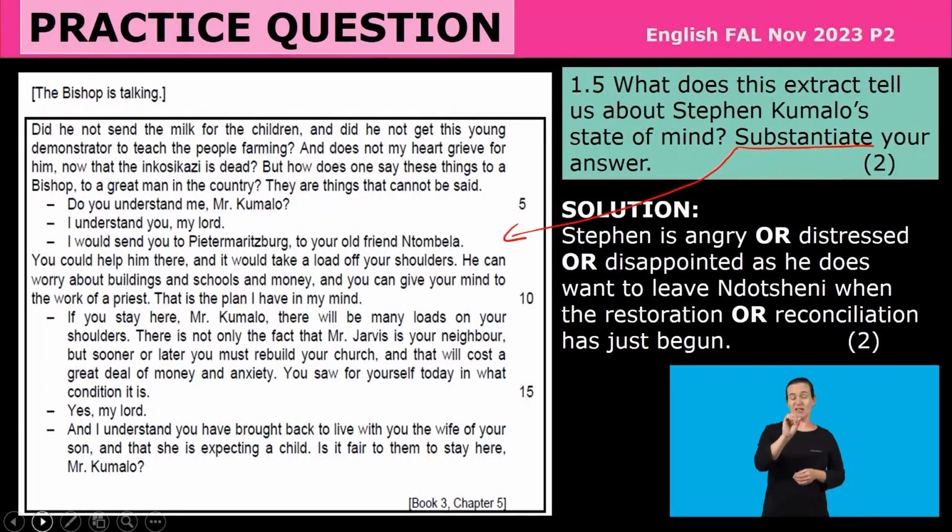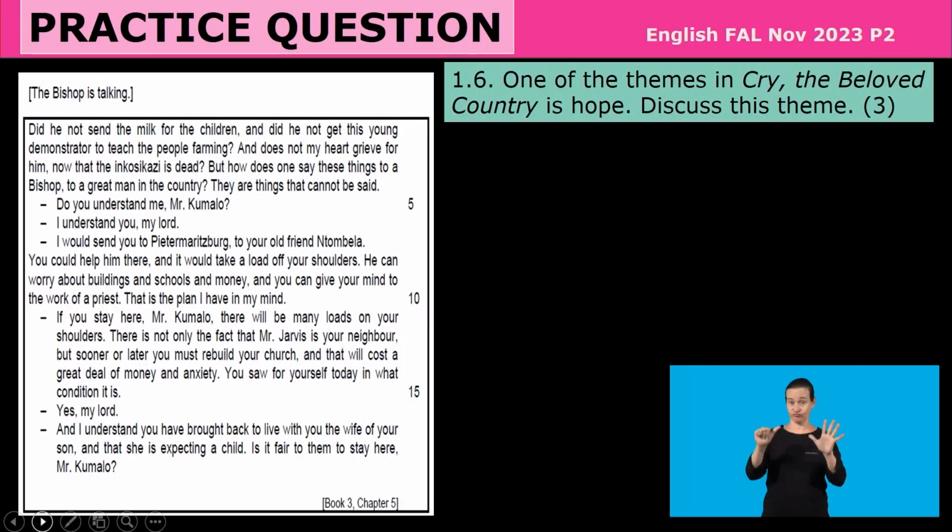And also you could have cited that reconciliation between Jarvis and the Khumalos have now just begun. So he wants to see that flourishing. Okay, so once again I'm going to say, you have to read the novel. It is not clearly identified in the text. All right. Moving on to our next question.